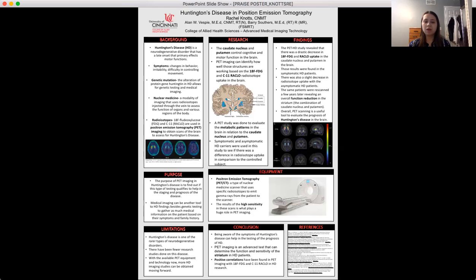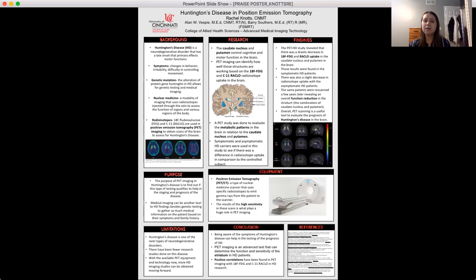And in conclusion to all of this, just being aware of the symptoms of Huntington's disease can help in the testing of the prognosis of Huntington's disease. There are just lots of different types of symptoms, but just even starting with getting genetic testing can help move forward just so that there can be treatment plans ready and available for the future for the patient. And PET imaging is an advanced test, not only in general, but specifically for Huntington's disease, that can help determine the function and sensitivity of the striatum in HD patients.